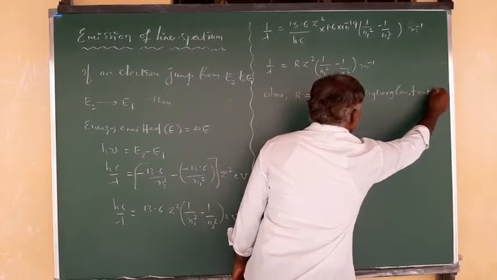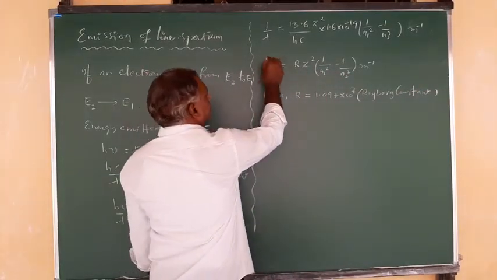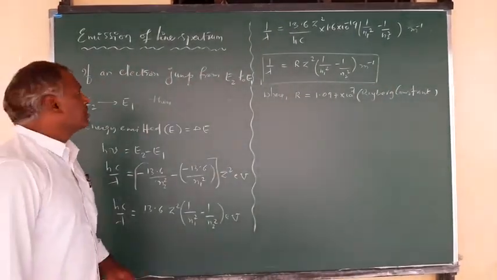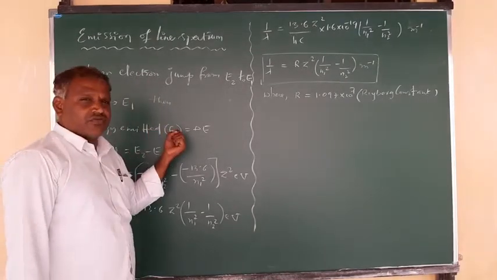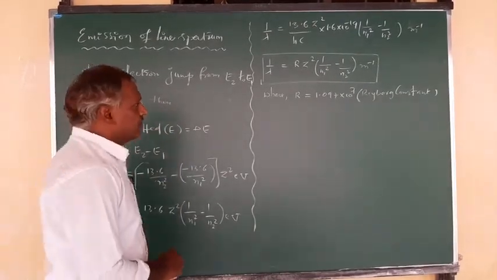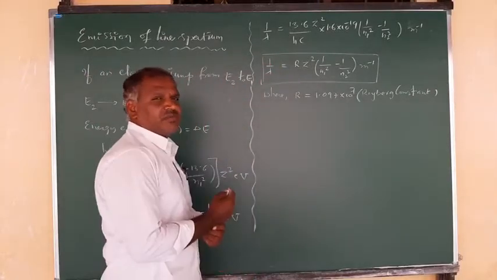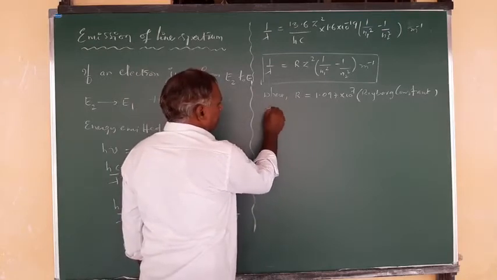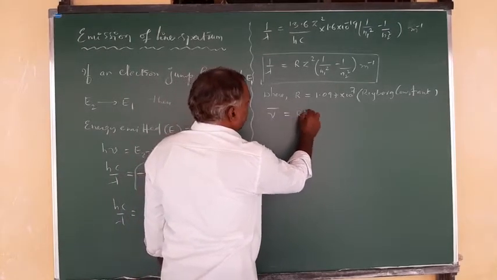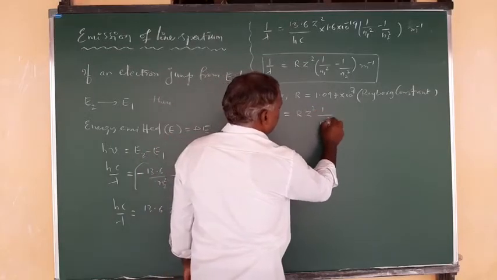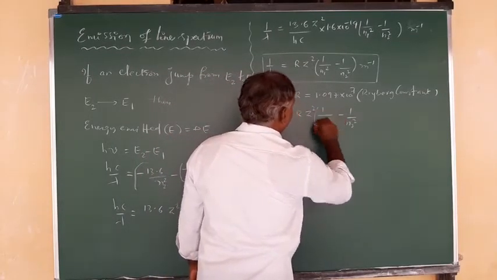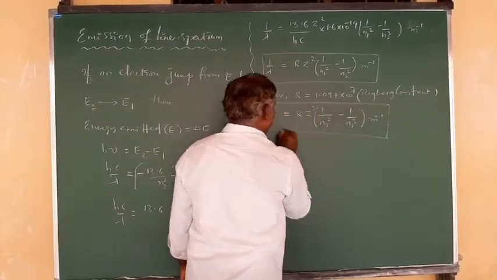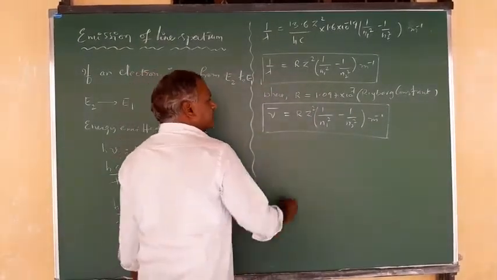Rydberg constant. This is the equation used to determine the wavelength emitted when an electron makes a transition from one energy state to another energy state. This 1 by lambda is named the wave number, represented as nu bar. This nu bar is equal to R Z square into 1 upon N1 square minus 1 upon N2 square, in meter inverse. This is the equation for the determination of wavelength in terms of the Rydberg constant.